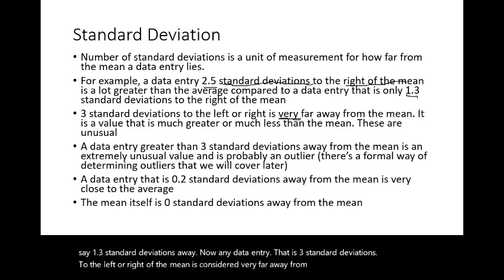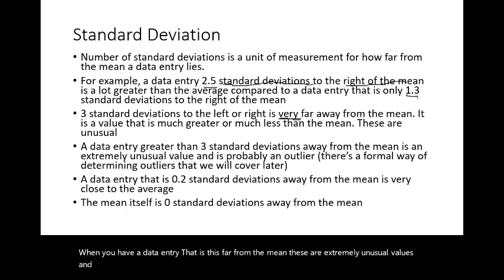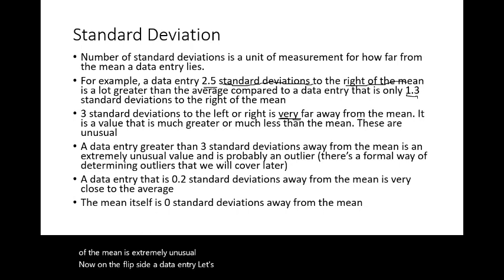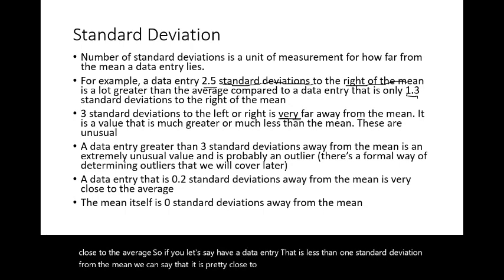When you have a data entry that is this far from the mean, these are extremely unusual values. And any data entry that is more than 3 standard deviations either to the left or to the right of the mean is extremely unusual. Now, on the flip side, a data entry that's, let's say, 0.2 standard deviations away from the mean is very close to the average. So if you have a data entry that is less than 1 standard deviation from the mean, we can say that it is pretty close to the mean. The mean itself is 0 standard deviations away from the mean.